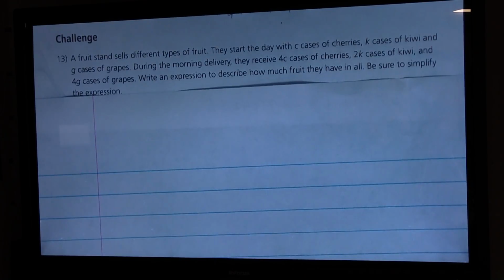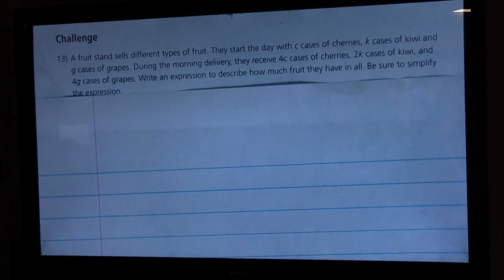It says, a fruit stand sells different types of fruit. They start the day with C cases of cherries, K cases of kiwi, and 3 cases of grapes. Okay, it sounds kind of goofy right off, but what they're telling us is we don't know how many cases of those fruits they bring in, so they're going to use a variable to represent that unknown value. And since they're talking about cherries, why not call that variable C? Or a kiwi, call it K. I think that's kind of clever because it's going to help perhaps to keep those fruits kind of straight when we do our variables here in a minute.